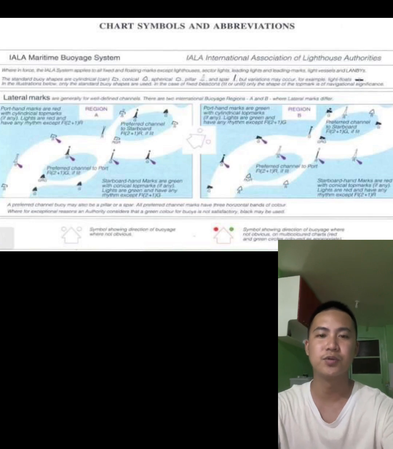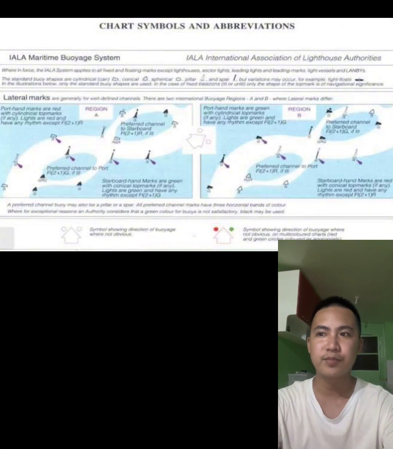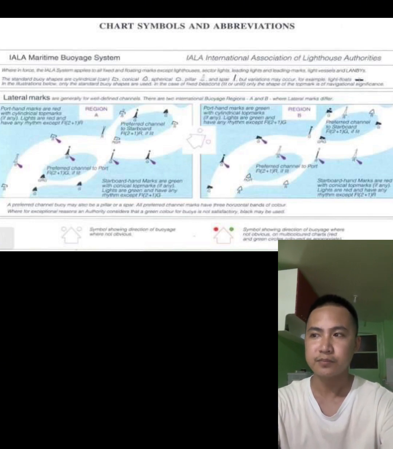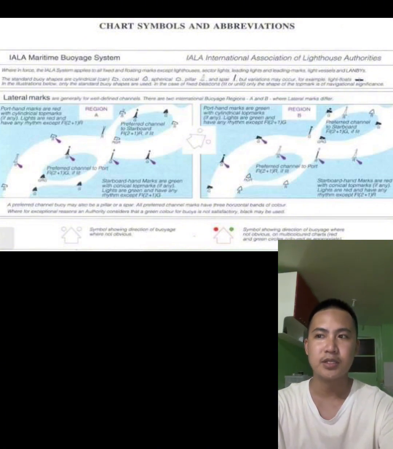A preferred channel buoy may also be a pillar or a spar. All preferred channel marks have 3 horizontal bands of color. Where for exceptional reasons an authority considers that a green color for buoys is not satisfactory, black may be used. Symbols showing direction of buoyage are not obvious on multicolored charts, so red and green circles are colored as appropriate.